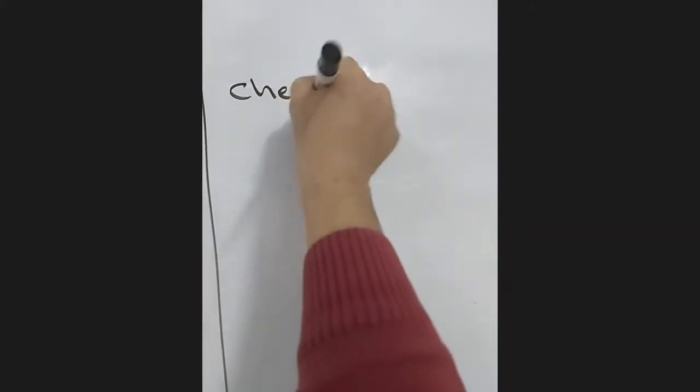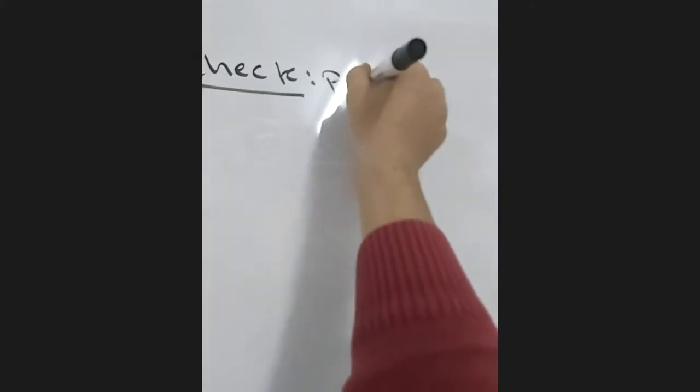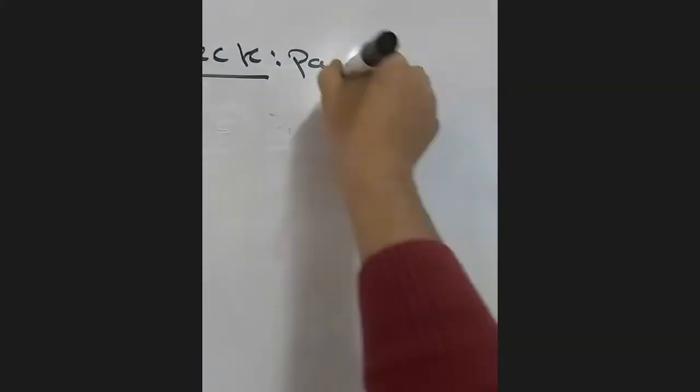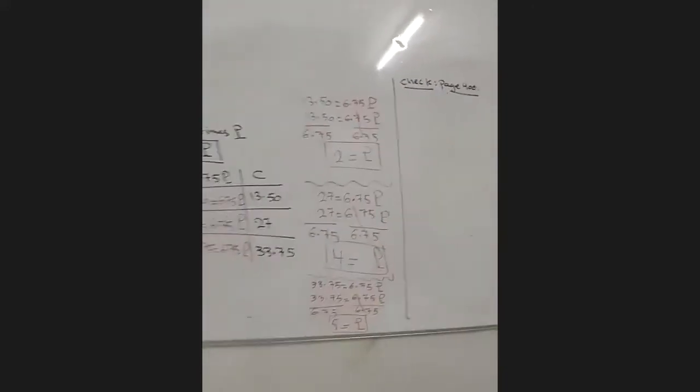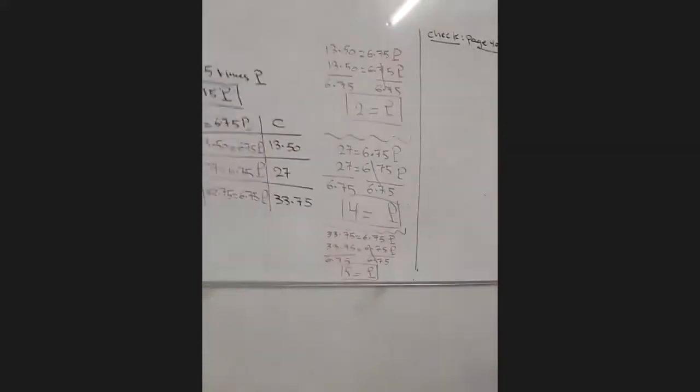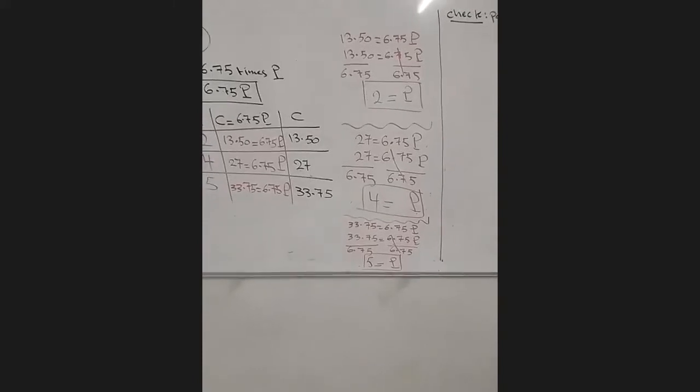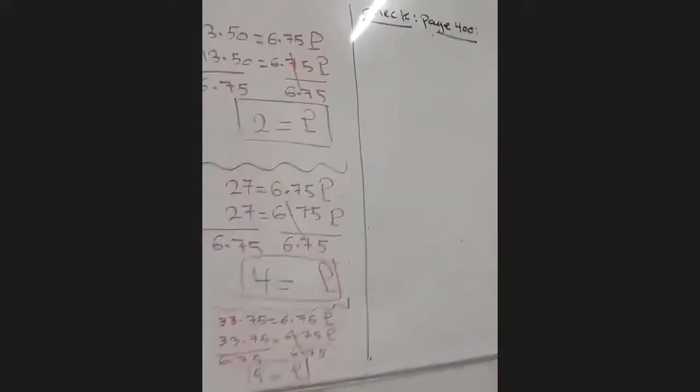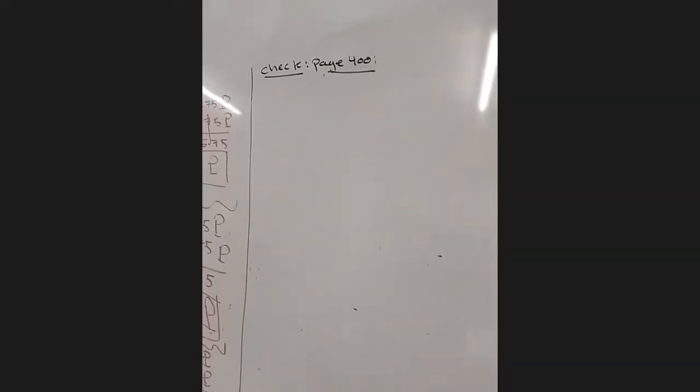Now, we have a check after this example, I think on page 400. Let's do it together. Omar Ala, read. Do you understand first? Yes, I understand the two examples. Good boy.